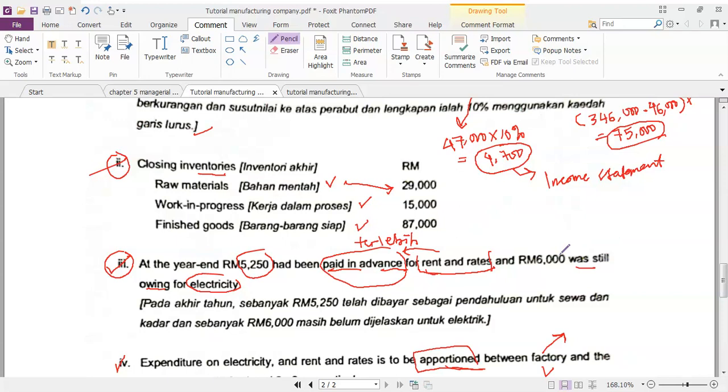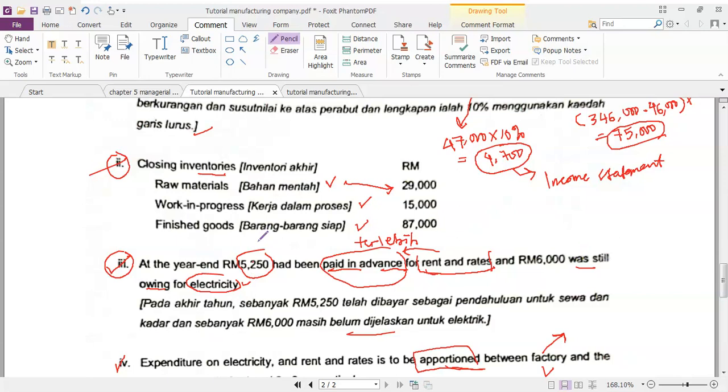What is your understanding about still owing? For the electricity bill, electricity bill is our expense, perbelanjaan. So kita ada still owing. What is meant by still owing? Masih lagi belum dijelaskan. Not yet paid. There is some of the electricity bill that the company has not yet paid.